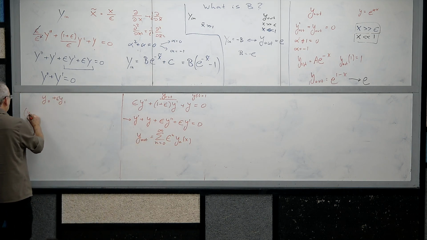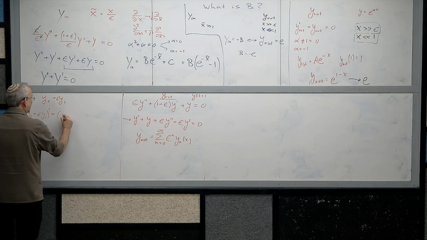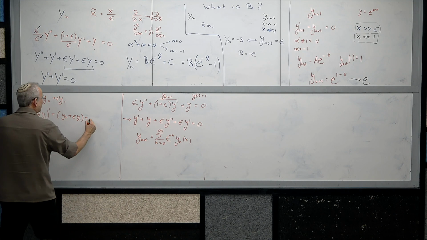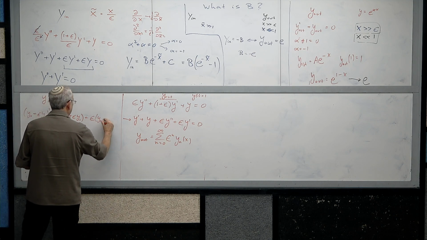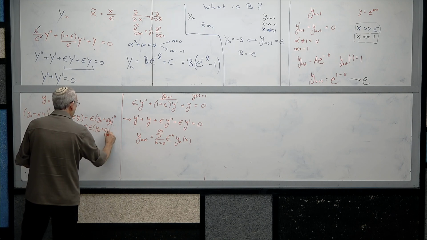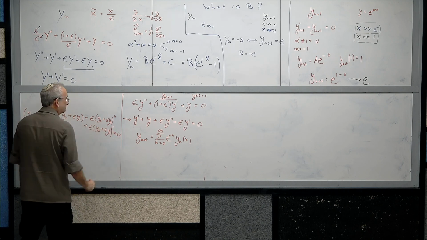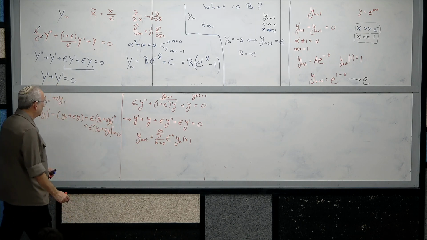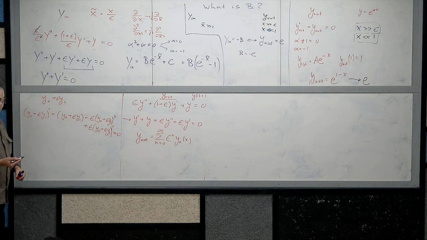I have (y0 plus epsilon y1) prime plus (y0 plus epsilon y1) plus epsilon (y0 plus epsilon y1) double prime plus epsilon (y0 plus epsilon y1) prime equals 0. Yes? I just plug in the first two terms. Okay? And now I start collecting, I start solving the equation order by order in epsilon.